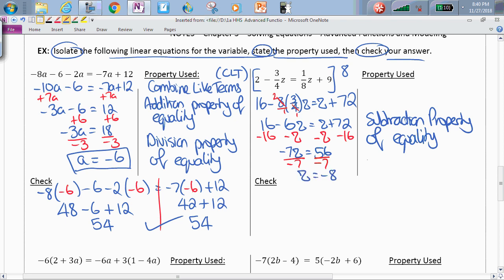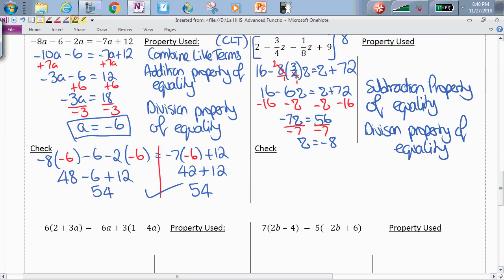And that was the division property of equality. And then we just have to put it back in and check. So we've got 2 minus 3/4 times negative 8.